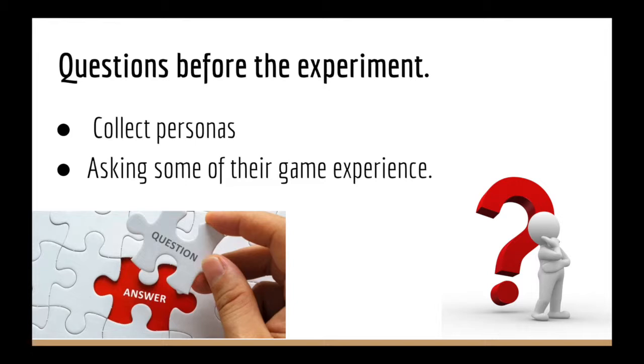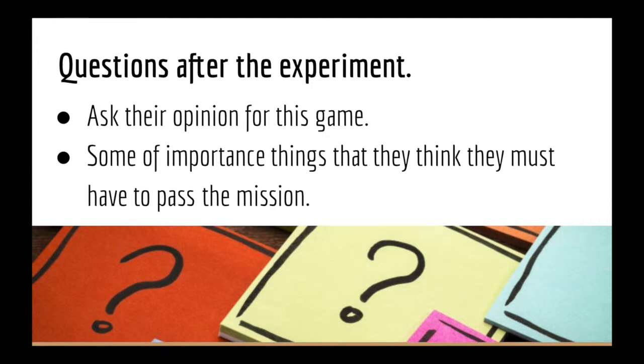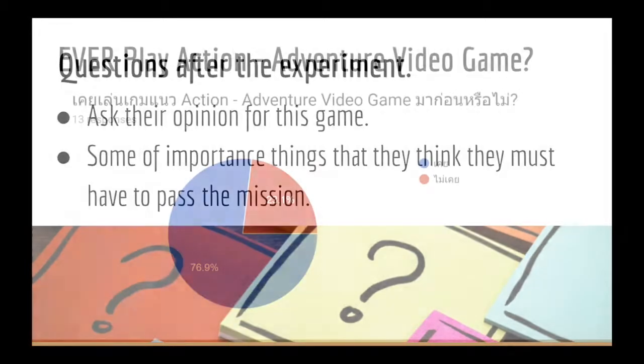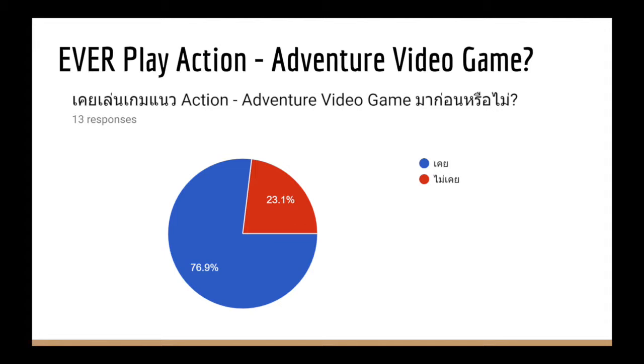The point of questions before the test is to collect the persona of our tester, which includes name, gender, age, career, relationship status, and some game experience. Turning to the questions after the test, the point is to ask their opinion of this game. For example, about their feeling, whether they passed the mission or not, the easiest, hardest, and funniest part in the game, their favorite things to do in the game, and some important things that they think they must have to pass the mission.